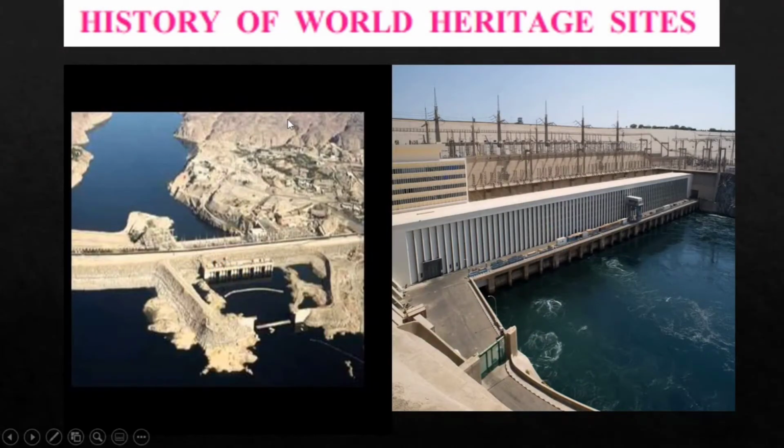History of World Heritage Sites. Students, the idea of protecting cultural and natural heritage sites around the world began in early 20th century. And here you all can see these two pictures. These pictures are of Aswan High Dam of Egypt. Egypt started to build Aswan High Dam to collect and control water from river Nile.